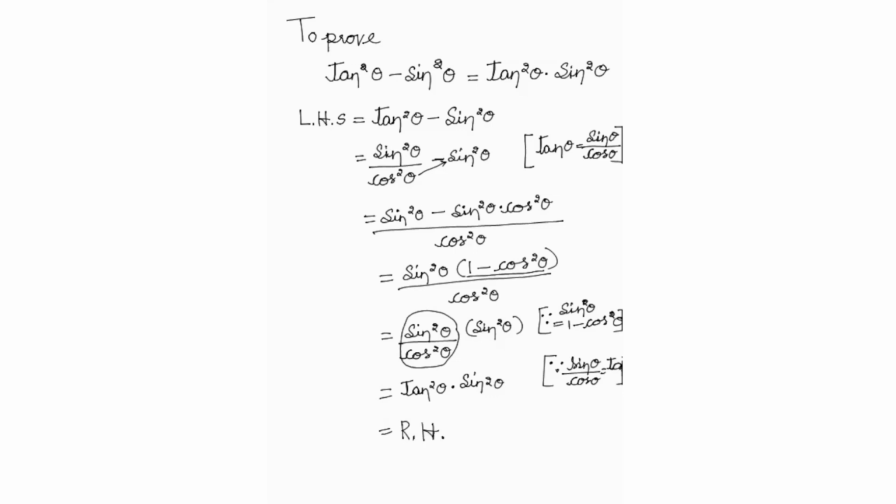So what did we prove? Tan square theta minus sin square theta equal to tan square theta into sin square theta. So we proved this. Okay.